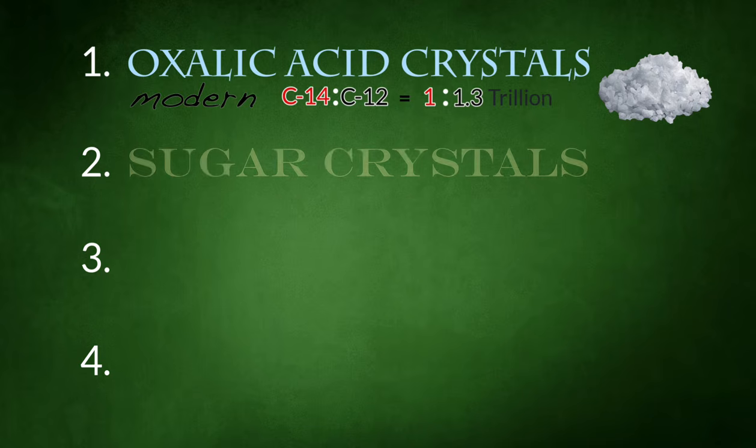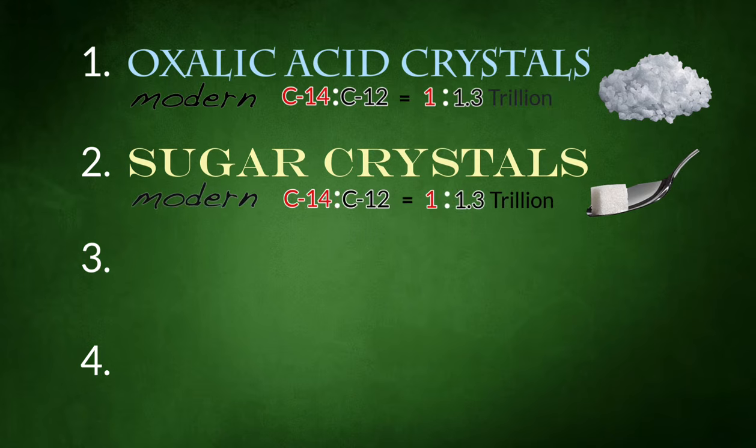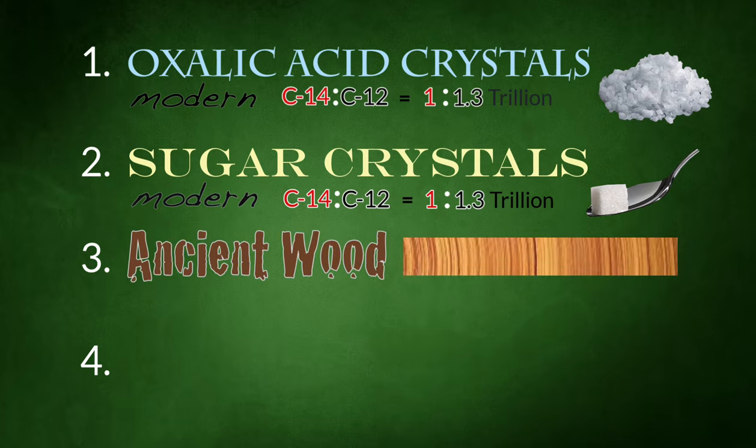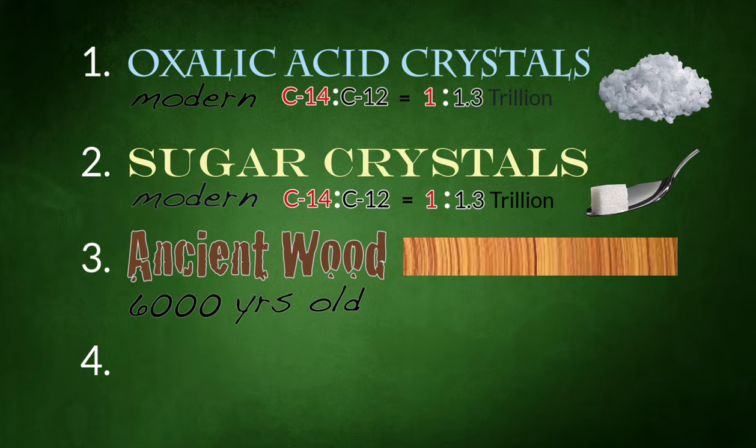Next, they used sugar crystals, well, table sugar. This came from sugar cane that you figure was harvested probably within the past decade. Like oxalic acid, it should give a radiocarbon age of close to 0. Third, they tested ancient wood. It was a wood sample known to be about 6,000 years old, and that age had already been nailed down through other tools like dendrochronology. It provided a strong benchmark to see if the radiocarbon dating matched the independently known age.